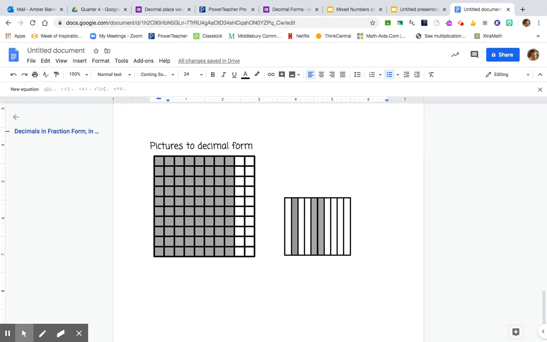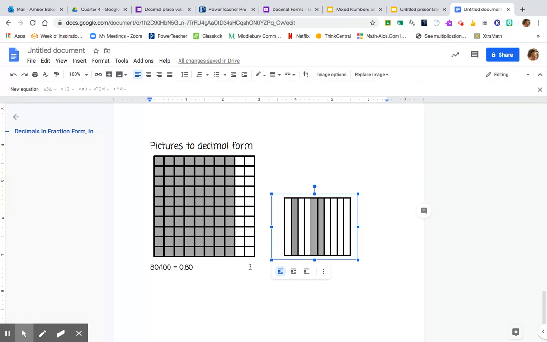Okay, if I give you a picture like so, and I said, what decimal do these pictures represent? Well, if I look up here, I have a whole and it's divided into 100 equal pieces. So I know my denominator is going to be 100, but how many of these 100 pieces are shaded? Well, if I count them all up, I would get 80/100ths. So this would look like this in fraction form. And then to write that as a decimal, I would write 0.80.